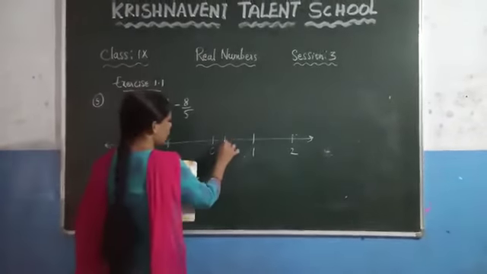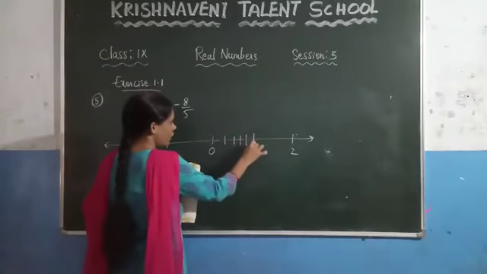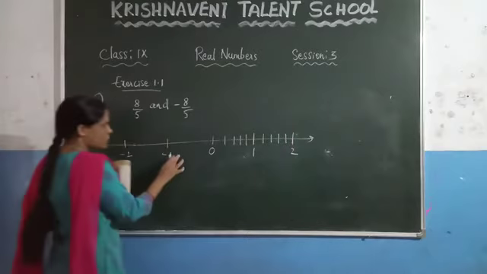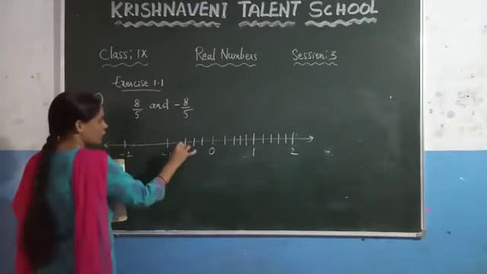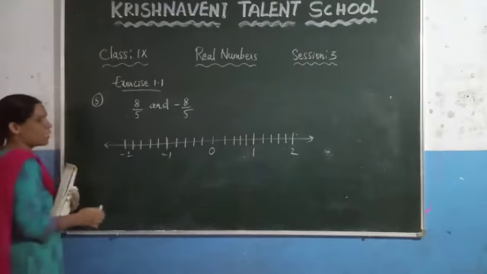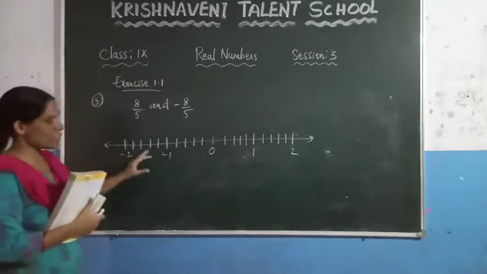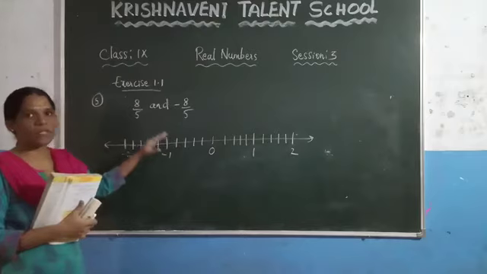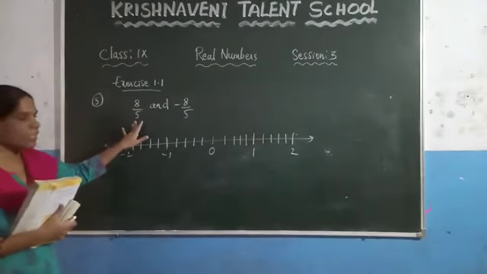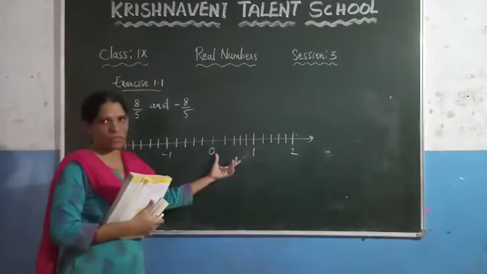Let us divide here 1, 2, 3, 4, 5. Here also 1, 2, 3, 4, 5. On the left side again 1, 2, 3, 4, 5. Now here what is the first step? First you have to draw the number line. After that you have to check the denominator. Since here the denominator is 5, divide each unit into 5 equal parts.